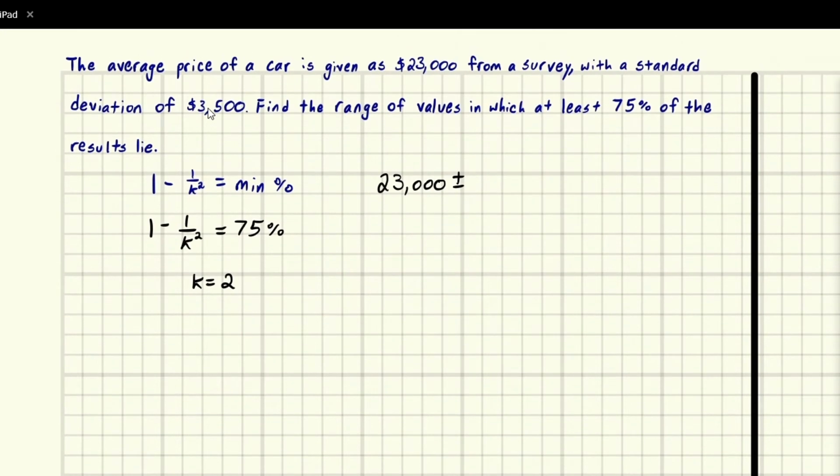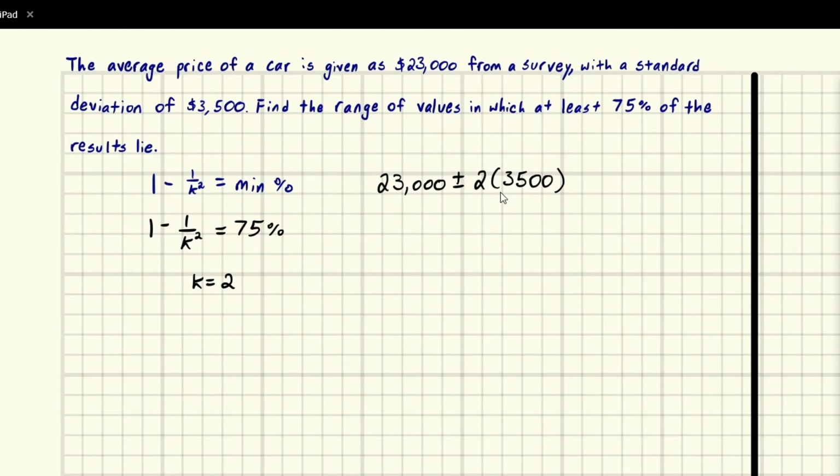So 2 standard deviations, so we want 2 of them, and what do we want 2 of? We want standard deviations. So we do that by multiplying. You could also do 23,000 plus 3,500 plus 3,500, and whatever that is, and 23,000 minus 3,500 minus 3,500. You can do them individually. I'm writing them as multiplication because it's a little bit easier.